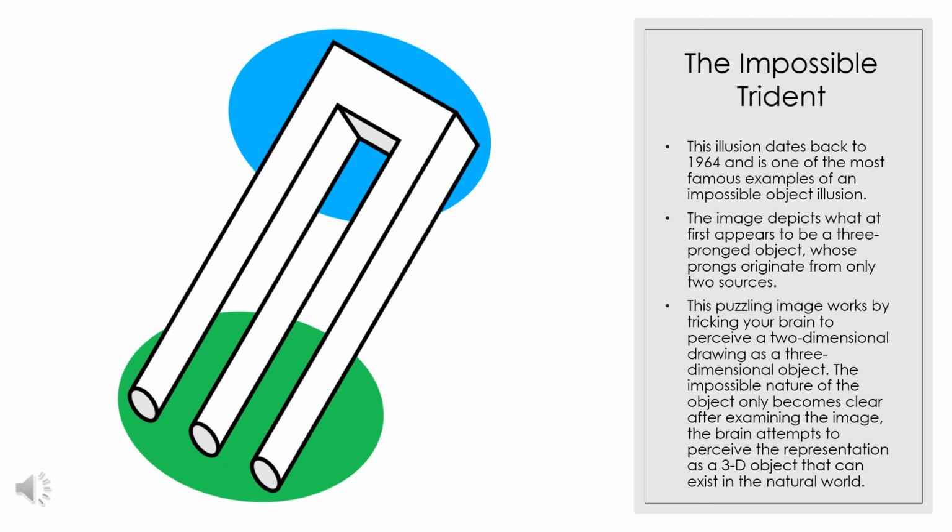The Impossible Trident. This illusion dates back to 1964 and is one of the most famous examples of an impossible optical illusion. The image depicts what at first appears to be a three-pronged object, whose prongs originate from only two sources. This puzzling image works by tricking your brain to perceive a two-dimensional drawing as a three-dimensional object. The impossible nature of the object only becomes clear after examining the image. The brain attempts to perceive the representation as a 3D object that can exist in the natural world.